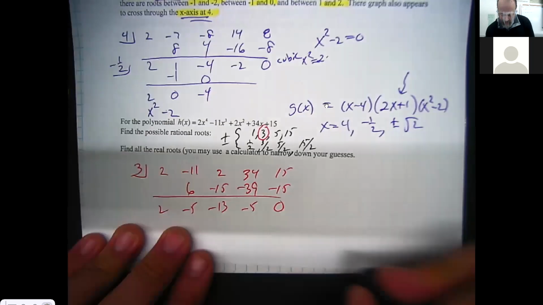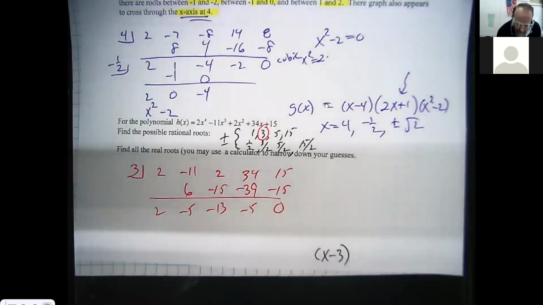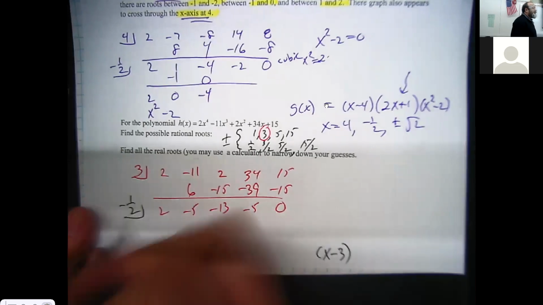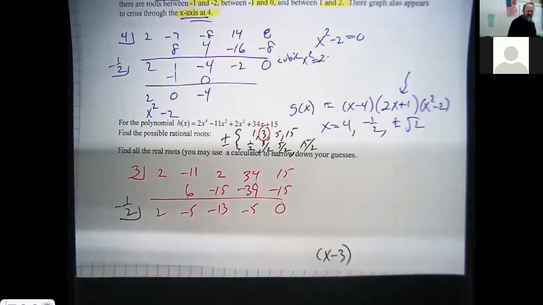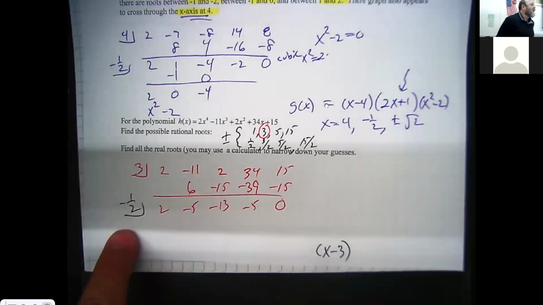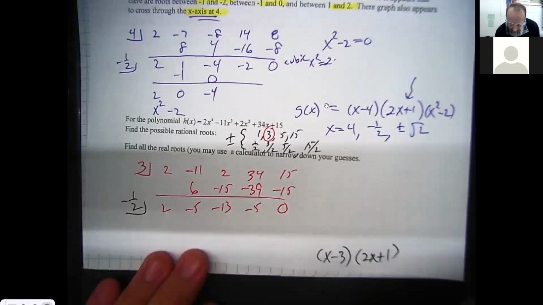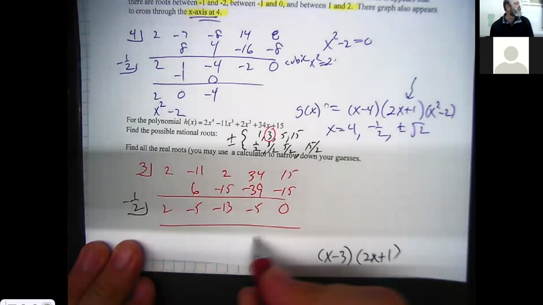So, I now have an x minus 3. Now, was it -1/2 that you guys checked out? Can you help? What would I put over here to go with that root of -1/2? Which should be 2x plus 1. Now, if we have done it right, what better be the remainder right here when I'm all said and done? It better be 0.